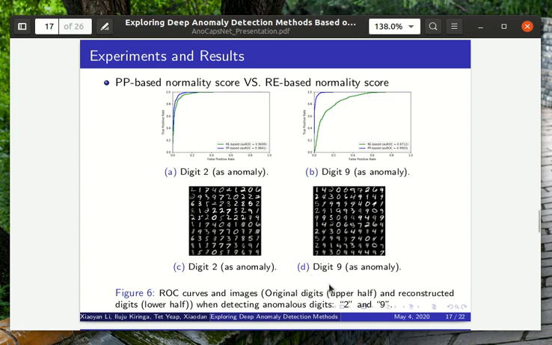However, when digit 9 is considered as the anomalous class, it is in most cases reconstructed as 4. As a result, the reconstruction error based normality score of digit 9 is very high, even though it is an abnormal class. In these cases, the reconstruction error based method doesn't perform as well as the prediction probability based method.